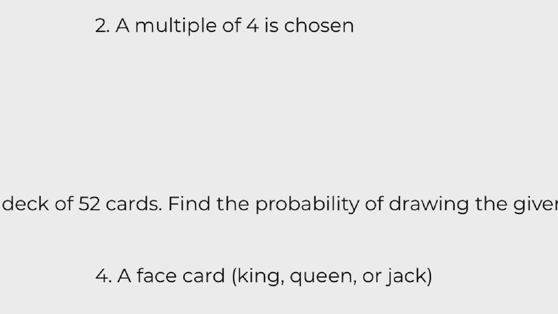Okay, a multiple of 4 is chosen. So again, we have 50 total because we're picking a number from 1 through 50. And if it helps, you can list out all the multiples of 4. So there's 4, 8, 12, 16, 20, 24, 28, 32, 36, 40, 44, and 48. And we can stop here because the number is going to be between 1 and 50. And there are 12 numbers there. So this is 12 over 50. And as a decimal, that would be 0.24 or 24%.